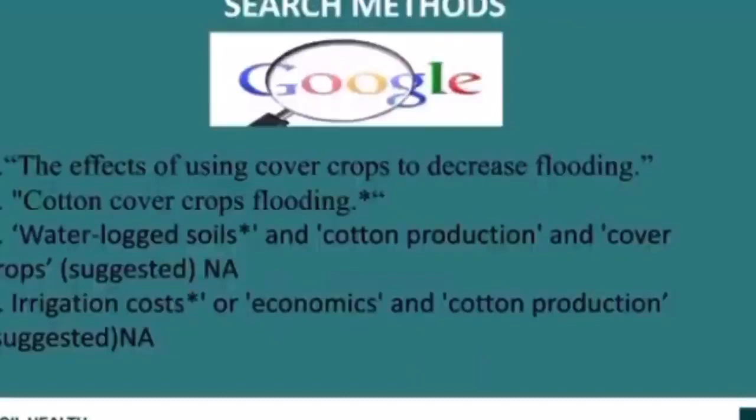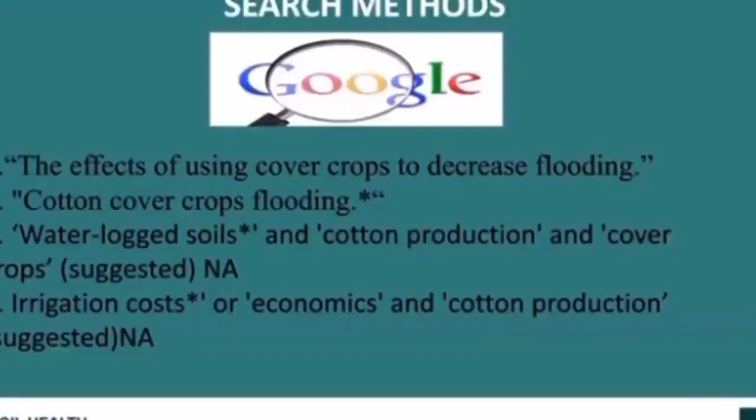The search methods that were used. Number one, when I started doing my search, I started with just putting in what I normally do, the effects of using cover crops to decrease flooding. I really didn't get great feedback on that, but I was advised by my teacher to go back in and start using things like quotations and asterisks, like the example number 2. Number 2 shows where I use this type of method, and this method did give me success in my findings.